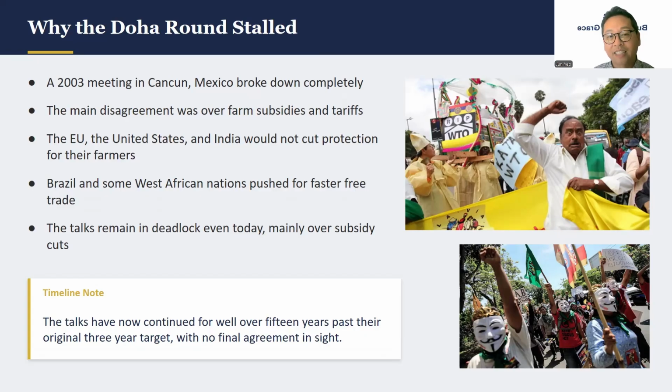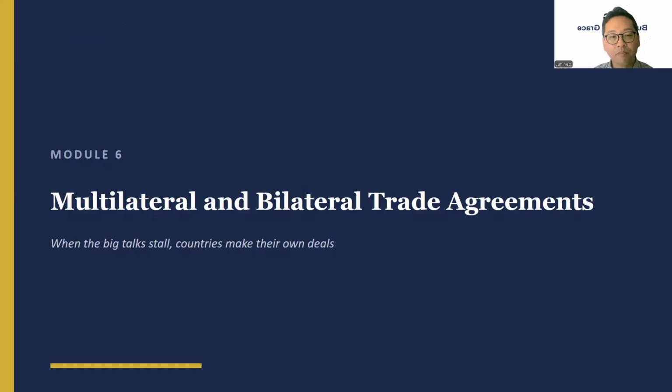It remains technically open, with the member countries still occasionally proposing new ideas. But after so many years without a breakthrough, most trade experts now treat it as a symbol of what multilateral negotiation struggles to achieve, rather than a process actively heading toward a final agreement.